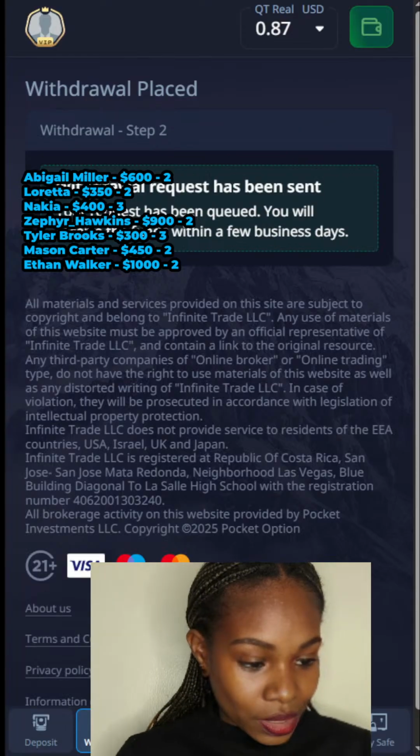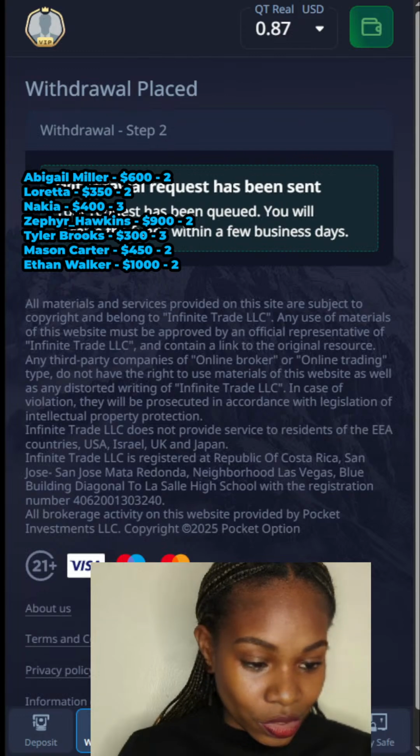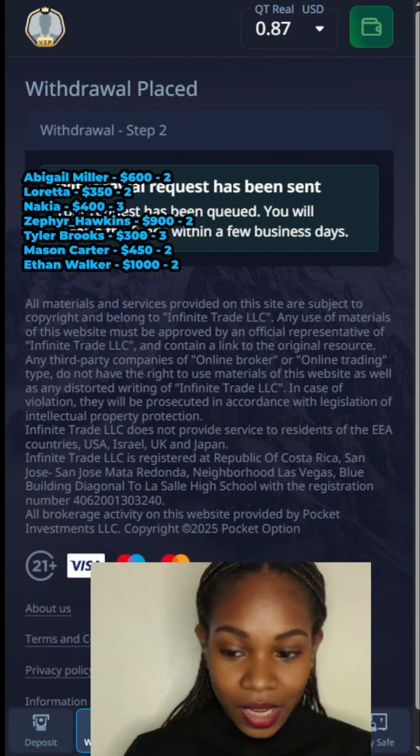Hawkins comes in with 900 US dollars to atoms.